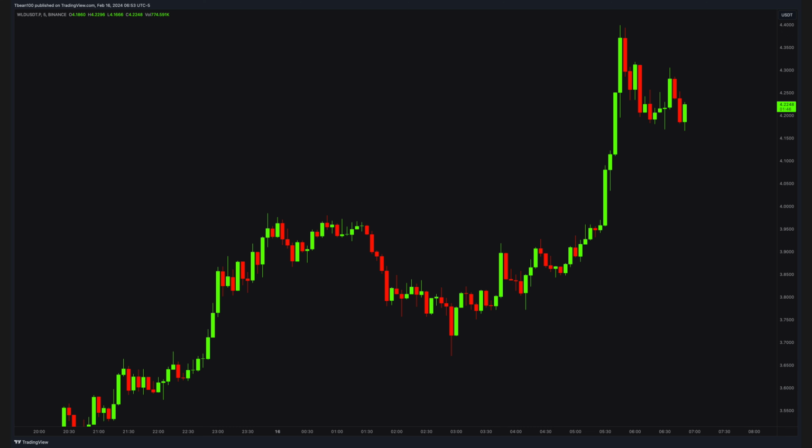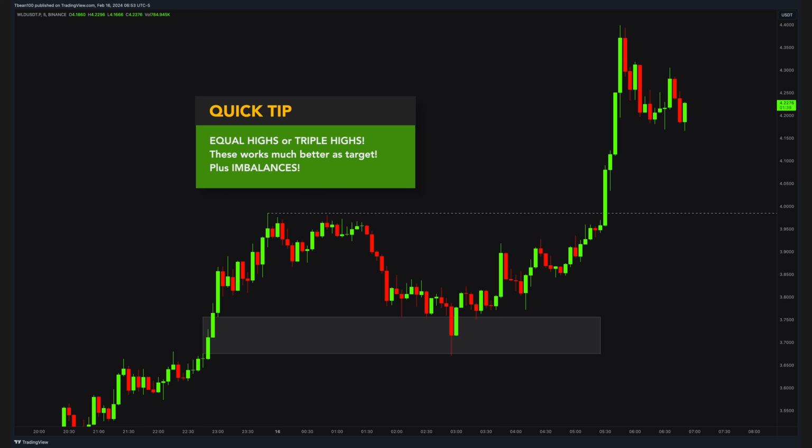WLD was already pumping like 20% in the morning. So I wanted to grab my share from it. I noticed this 5-minute imbalance area and started to watch it. But more importantly, it had this great target above the equal highs. Take a note. If you notice equal highs as your target, it is much better.